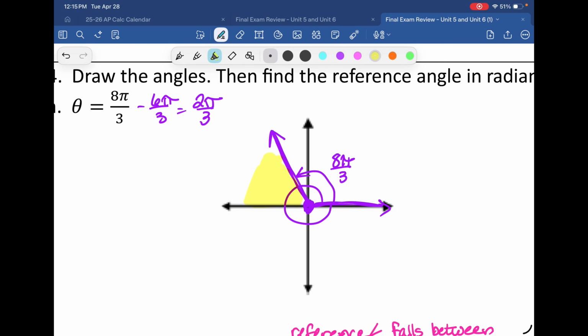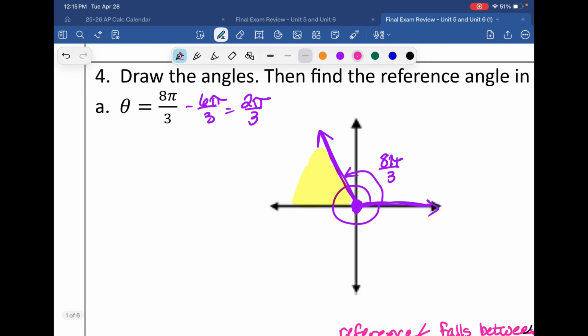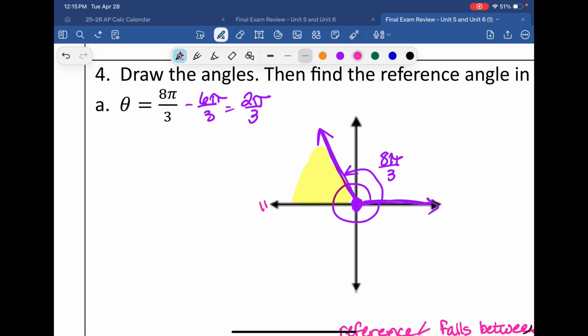All right, so how do we get that? Okay, well, that's just less than pi, less than 180 degrees. So I'm going to take pi, and I'm going to subtract 2 pi over 3. All right, well, that's 3 pi over 3.